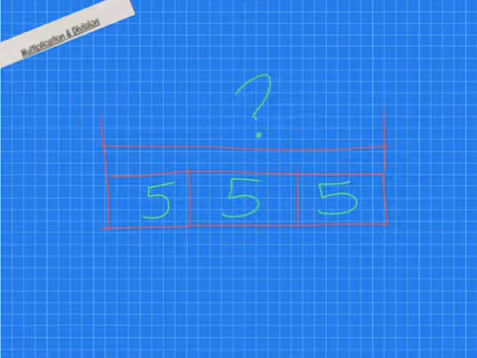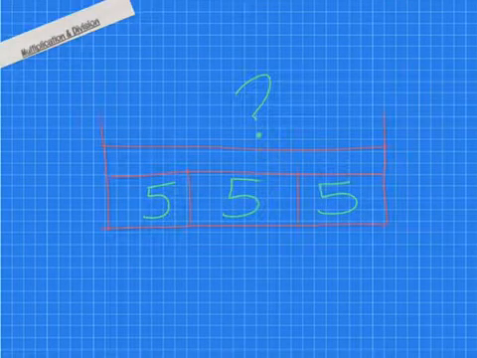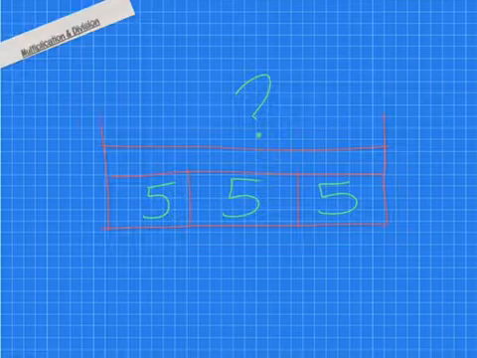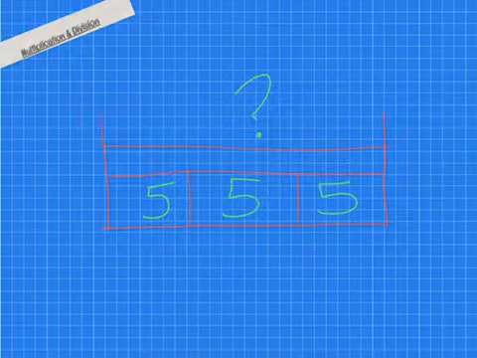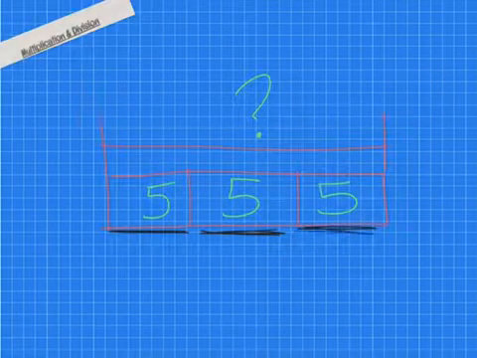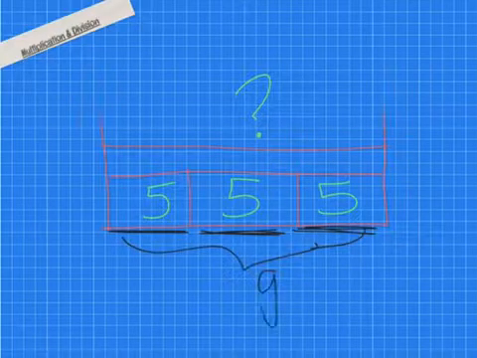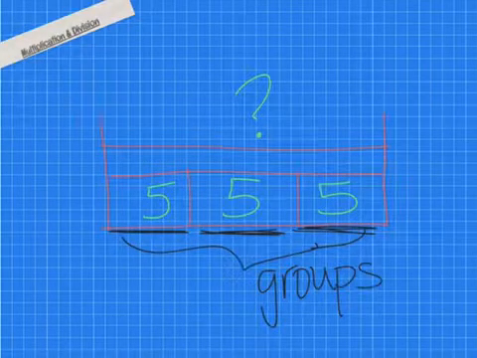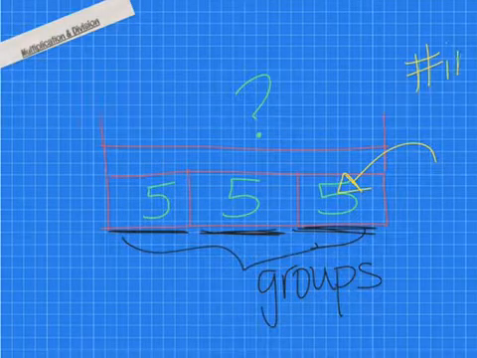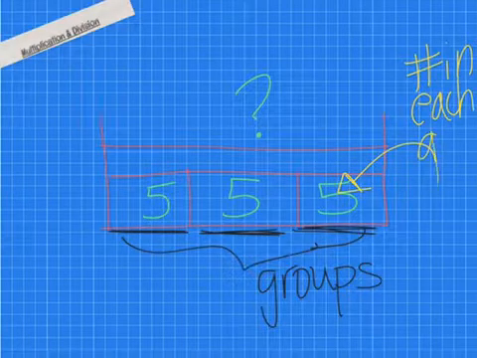Okay, students, let's use this strip diagram as our word problem structure for a multiplication problem. Looking at it right away, which one represents the groups? Is it the number inside, or is it the box itself? Excellent. It's the boxes. So I have 1, 2, 3. Those represent my groups. And the number inside, the 5, of course, is the number in each group.